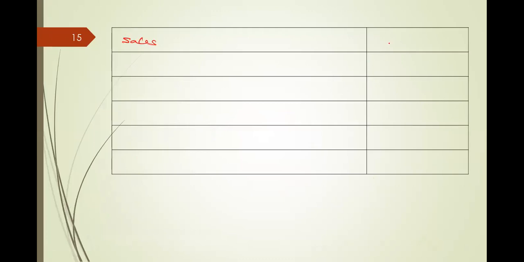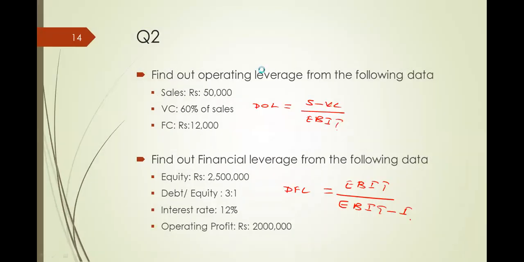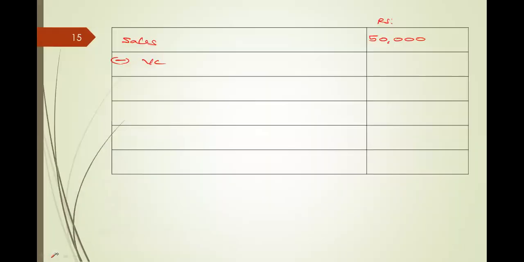Sales has been given as rupees 50,000. Then we need to deduct the variable cost. It's 60% from sales. That means 30,000.